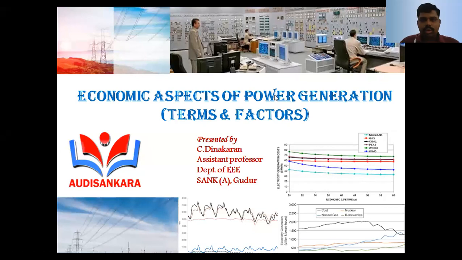In this section, I am going to discuss the various terms and factors used in the economic aspects of power generation. Determining the per unit cost, that is, the cost of 1 kWh of production of electrical energy, is known as the economic aspects of power generation. To determine this cost, we will discuss the terms and factors that are considered in this section.